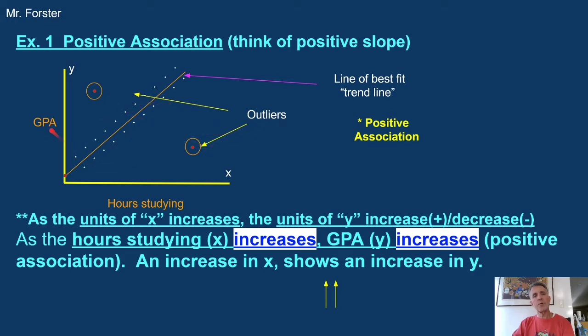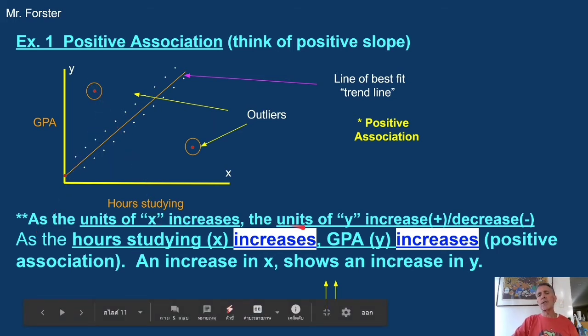And so here we have GPA and hours studied. As the hours studied increases, the GPA increases. However, this person has a lot of hours studying and a medium GPA, and this person has low hours studying and a high GPA. So they're outliers. However, because most people are studying more, their GPA goes up, and if they don't, then their GPA is lower.